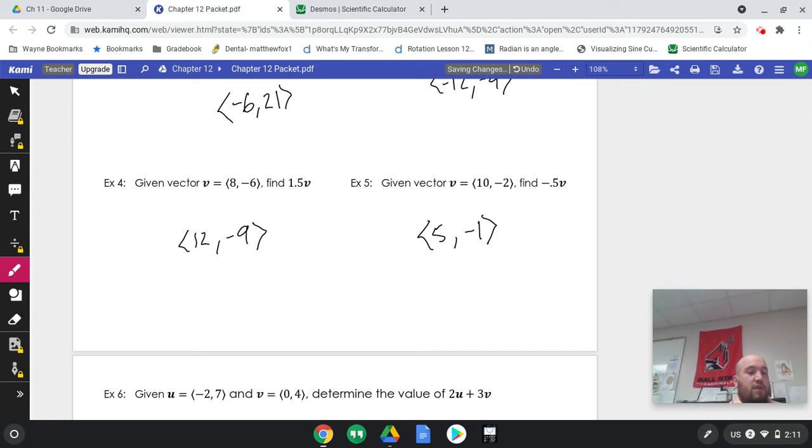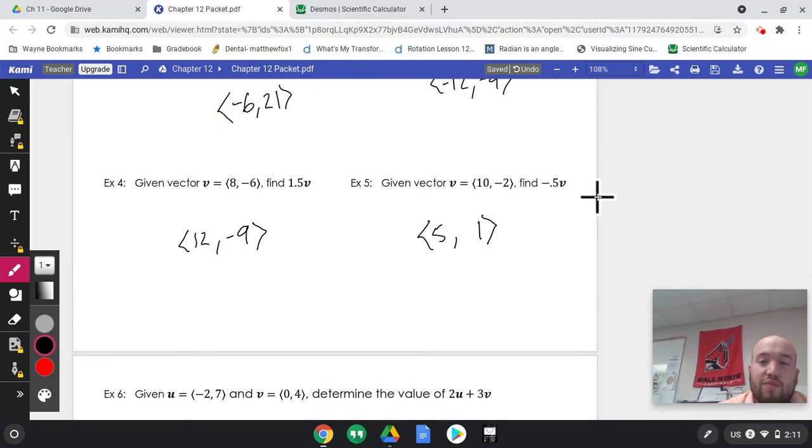So let me grab a quick drink. Oh, I made a mistake. Those are both negative, because it was negative 0.5 here. So it'll actually be the opposite, negative 5 and positive 1 there. Sorry about that. Let me grab a quick drink and we'll continue. We got 4 more problems.